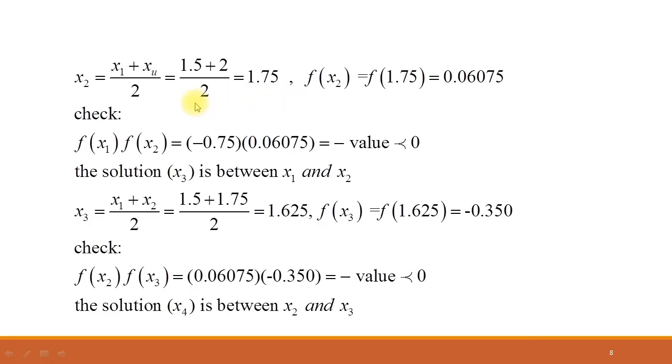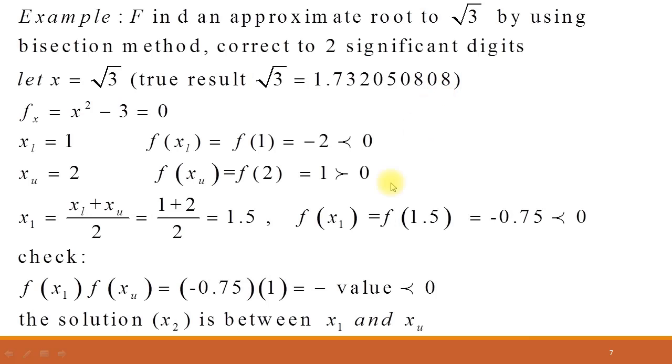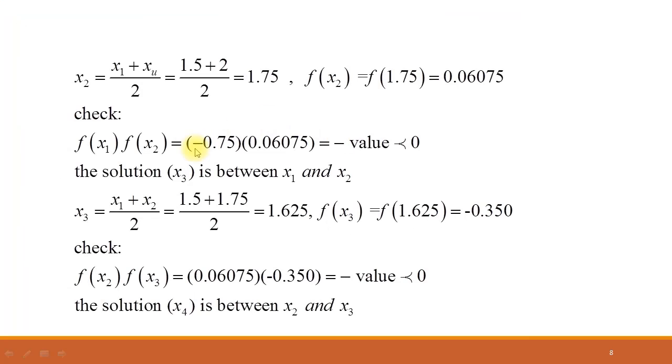And now to find the third root x3, putting this x2 in the given equation to check the sign of the function. The function at x2, the function at 1.75, is equal to 0.06075. This is positive. So the function has a positive sign at x2 and a negative sign at x1. So the function has opposite signs at x1 and x2, so the next root x3 lies between x1 and x2.